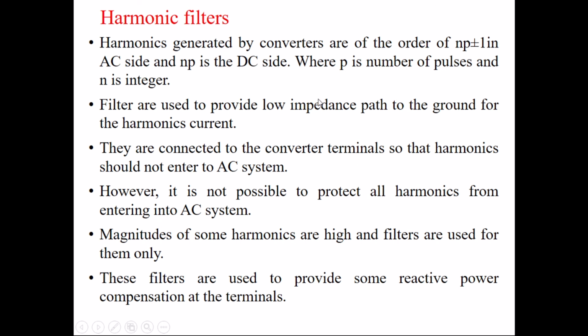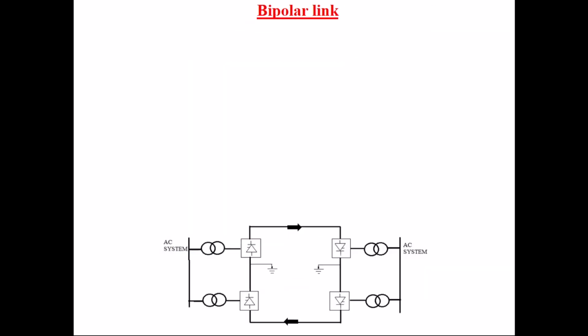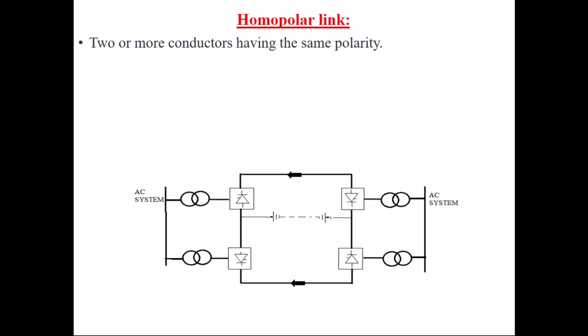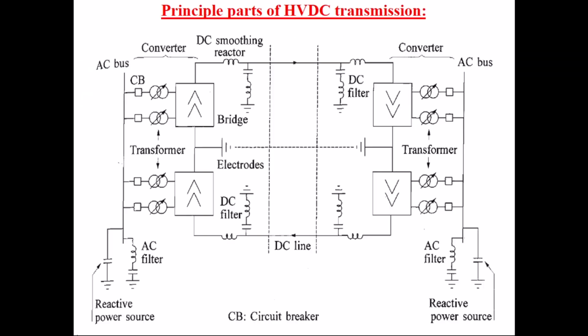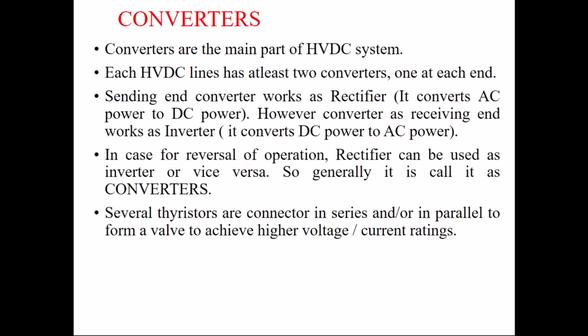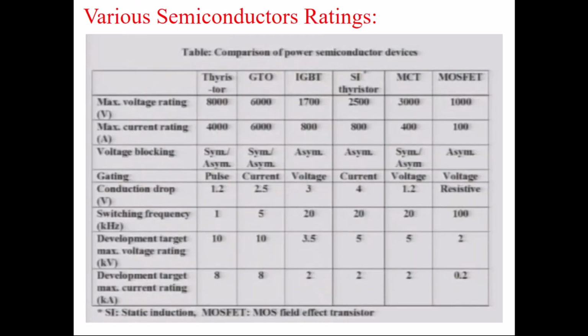So let's summarize this whole lecture. Starting from the different HVDC links: monopolar, bipolar and homopolar link. Generally we prefer the bipolar because of its advantages compared to homopolar and monopolar operation. Then the basic single line diagram of an HVDC system and different components. We discussed the different components like converters: 6 pulse, 12 pulse, and different configurations of switching devices. Generally we prefer the thyristor for high voltage levels because it has the maximum voltage rating available.